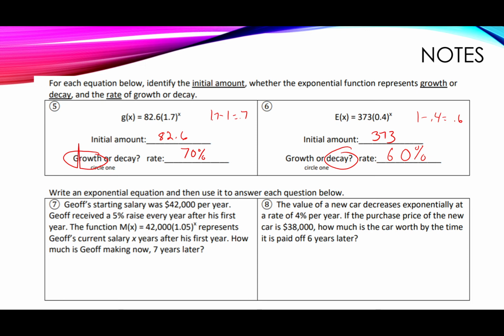All right, number 7. Again, kind of working. This time we're going to evaluate a function. Jeff's starting salary was $42,000 per year. Jeff received a 5% raise every year after his first year. So the function is 42,000 times 1.05 to the x power. So hey, that's nice. They gave us the function.